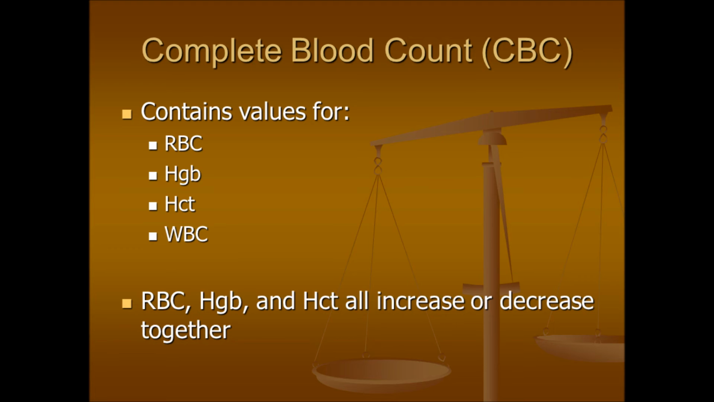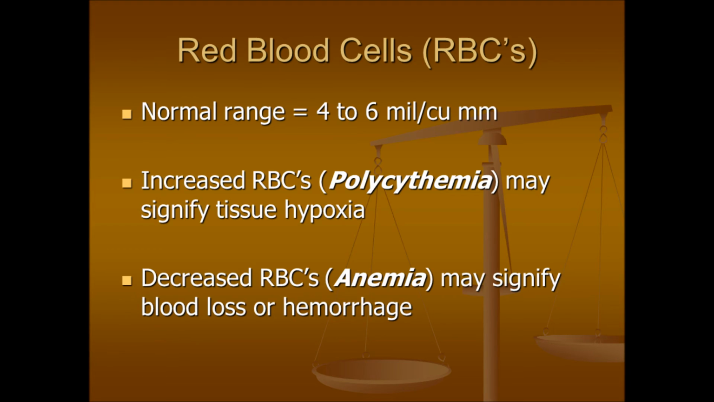Red blood cells, the normal range is 4 to 6 million per cubic millimeter, and it increases due to polycythemia. Polycythemia means that you have an increased red blood cell count due to tissue hypoxia. And anemia is when you have a decreased amount of red blood cells, and this may signify blood loss or hemorrhage.